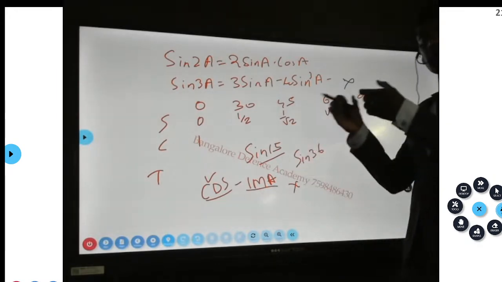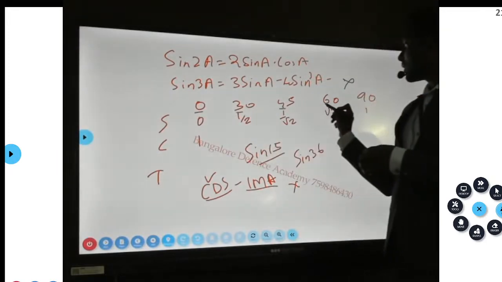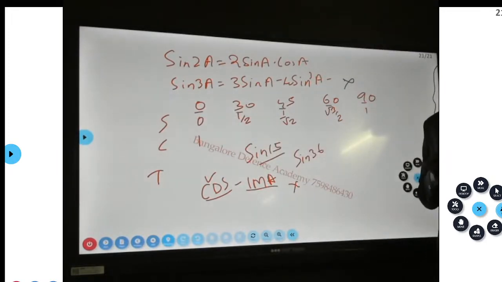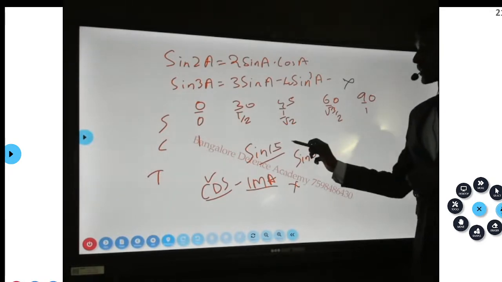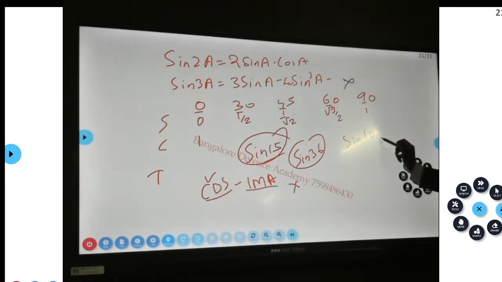Now you take the 10th standard maths book, you start taking it, you will have only these angles 0, 30, 45, 60 and 90. You are preparing, you have memorized these values, you go for the exam, now they are asking sin 15, sin 36, sin 10. Now this was not available in this table.